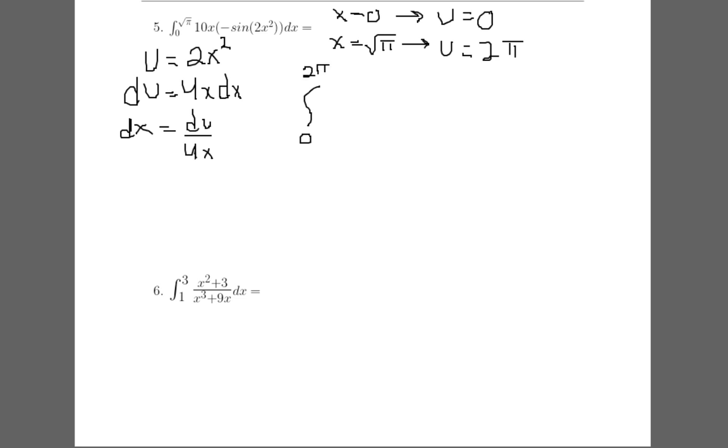And then we'll plug in our u where it's applicable. So we have 10x times negative sine of u times dx, which is du over 4x. All right, so our x's cancel out. We'll pull out that 10 over 4, which is just 5 over 2, and pull that out of the entire integral.